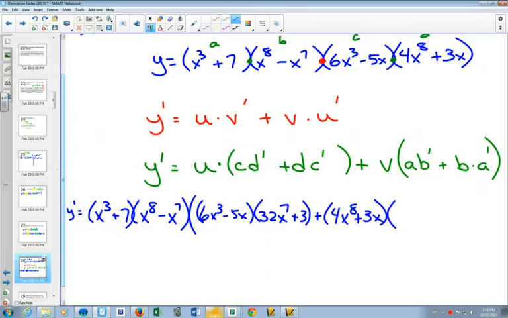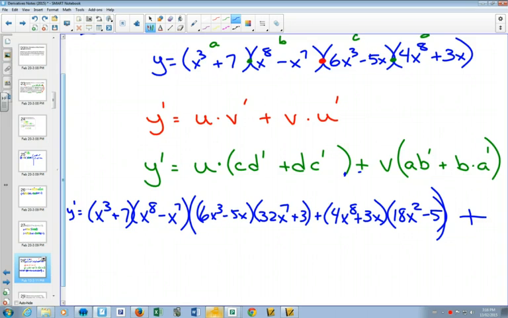Thank you. Times d prime, plus the derivative of c, c prime, which would be 18x squared minus 5, bracket. And I'm only up to here. Okay? I'm going to put a big plus sign here for that plus sign right there in between.